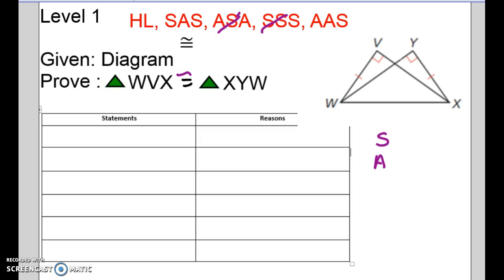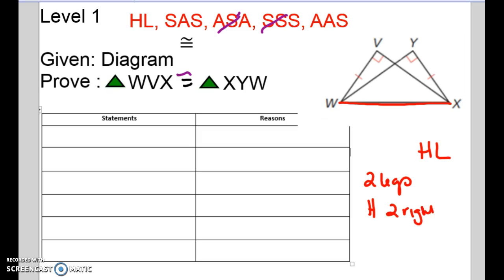I do. Do you see that WX is the hypotenuse in triangle WYX, and WX is the hypotenuse in triangle WVX. So I think for this proof, I'm going to use hypotenuse leg. So that's my game plan. I've got 2 legs congruent, I've got a hypotenuse congruent, and I've got 2 right angles. So that is leading me to HL.